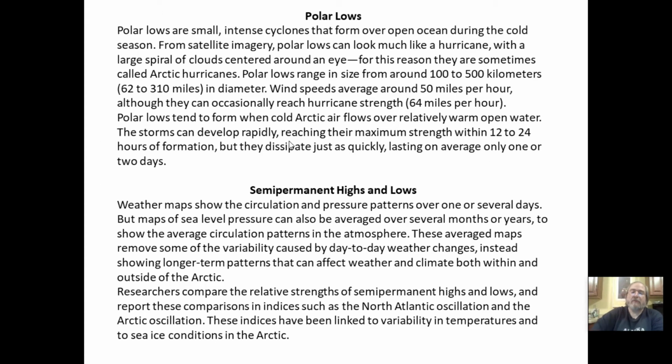Weather maps show the circulation pressure patterns over one or several days, but maps of sea level pressure can also be averaged over several months or years to show the average circulation patterns in the atmosphere. These average maps remove some of the variability caused by day-to-day weather changes, instead showing longer-term patterns that can affect weather and climate both within and outside the Arctic. Researchers compare the relative strength of semi-permanent highs and lows and report these comparisons in indices such as the NAO and the AO. These indices have been linked to variability in temperature and to sea ice conditions in the Arctic.